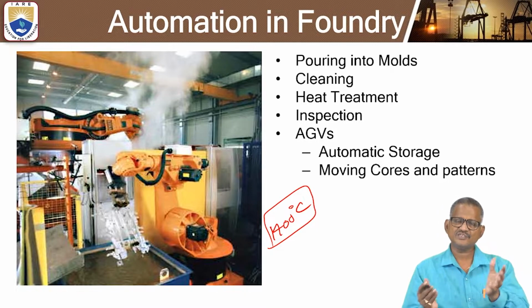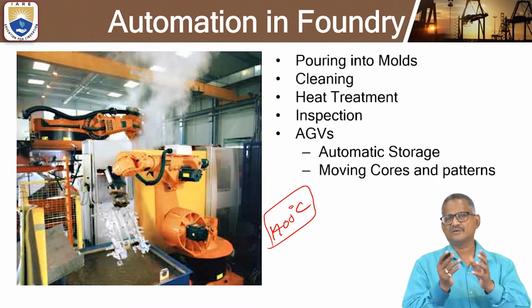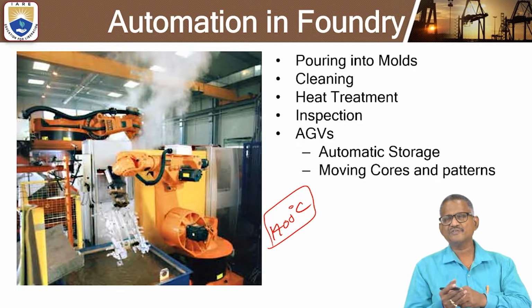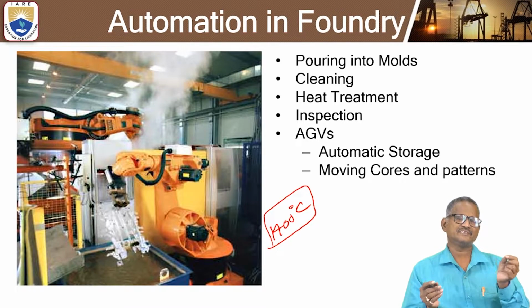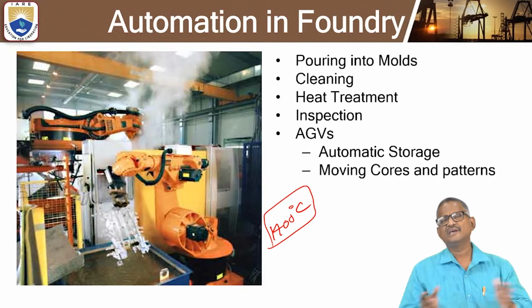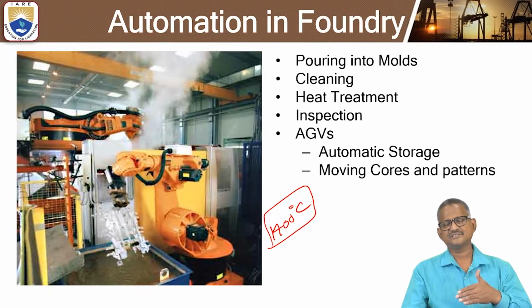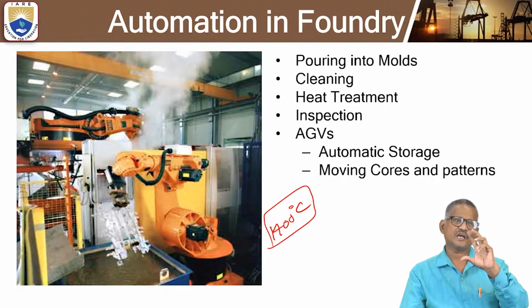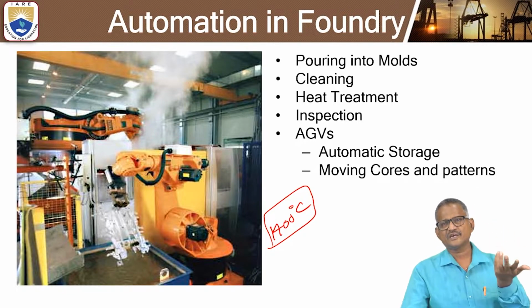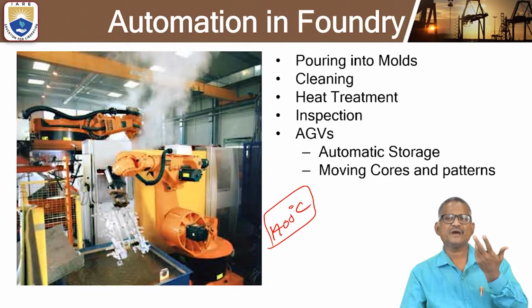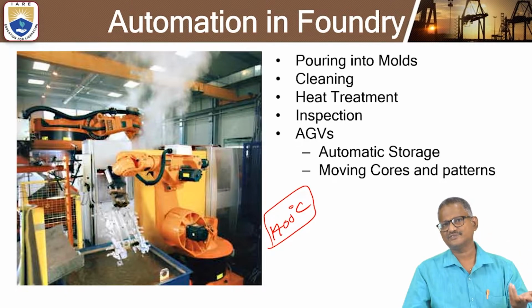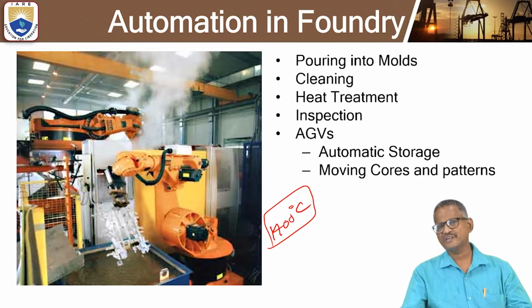After solidification, you can remove the extra metal like the runner, riser, and ingate effectively. For some of the inspection techniques, you can use automatic storage and retrieval systems, and for complex shapes and complex hollow parts, moving cores and patterns are preferred. Patterns are also very widely used. So this is why automation in foundry is required.